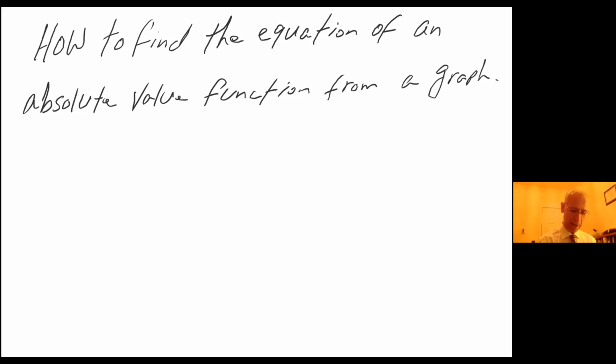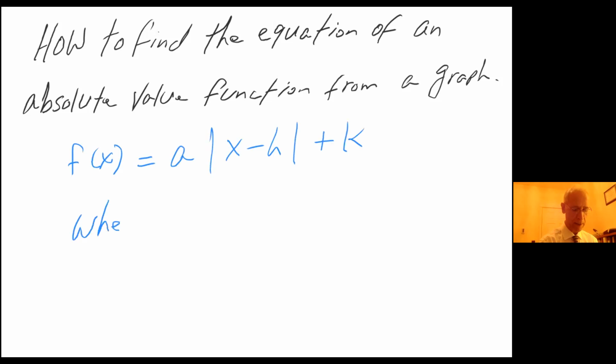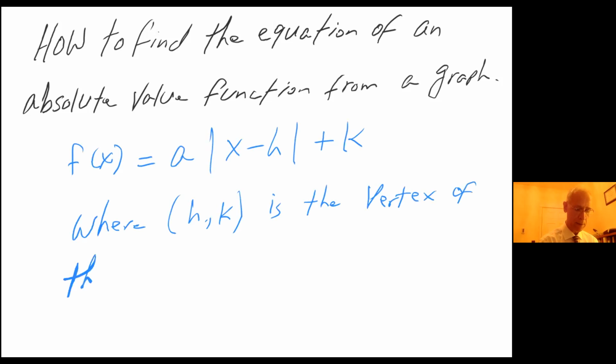We know that for an absolute value function, y equals f of x, or y equals a times the absolute value of x minus h, plus k, where h comma k is the vertex of the graph of the function.